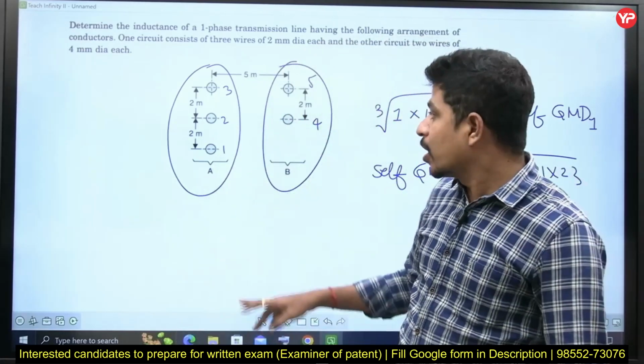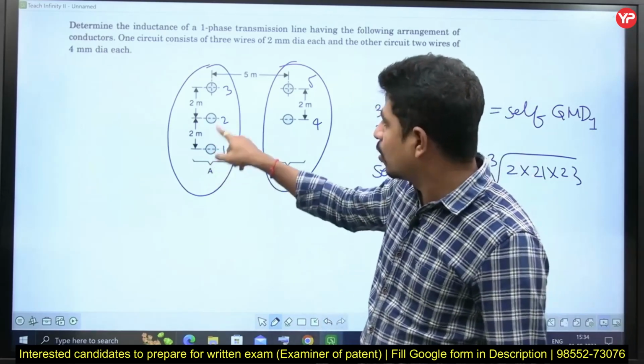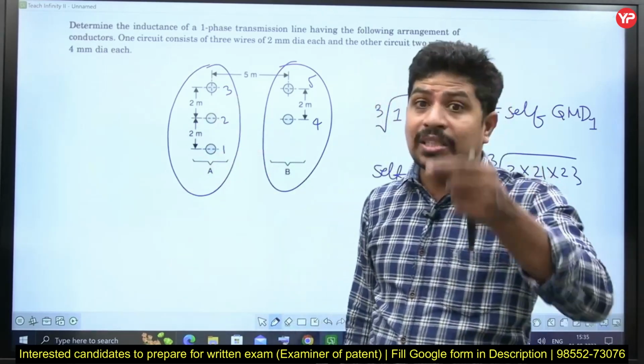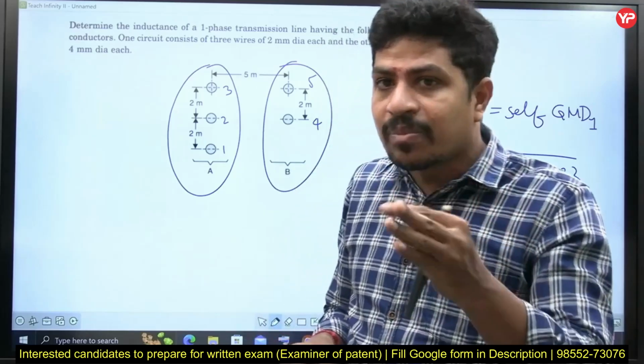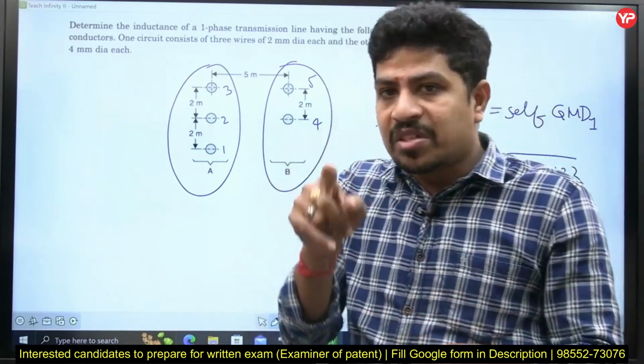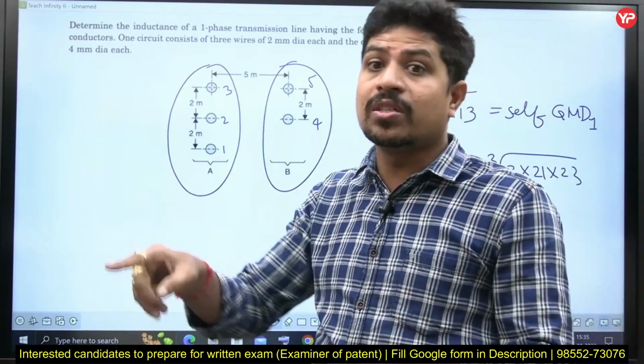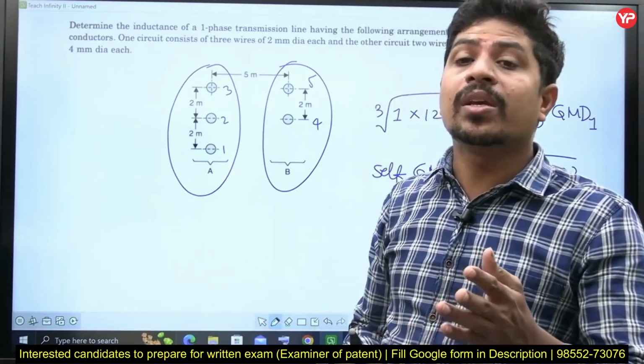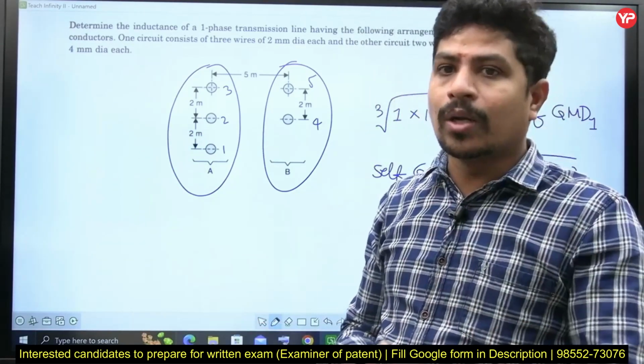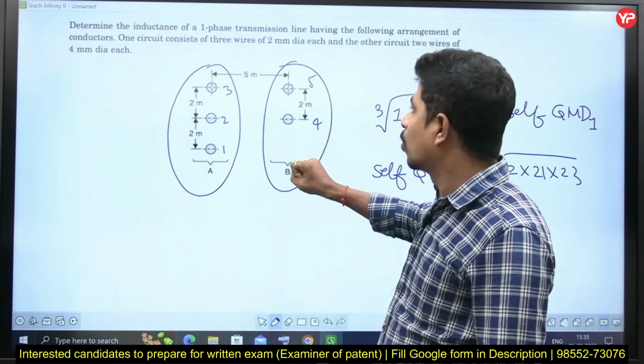In that way, you have to calculate the self GMD of 1, 2, 3. Circuit A itself has 3 self GMDs, therefore it is the cube root of self GMD of 1 into self GMD of 2 into self GMD of 3. Then you are going to get the self GMD of circuit 1. In that way, circuit B also.